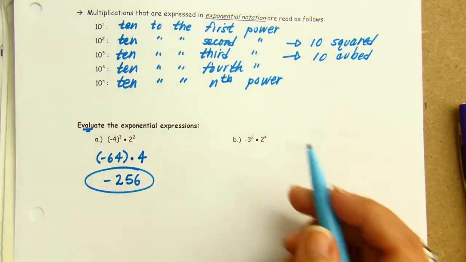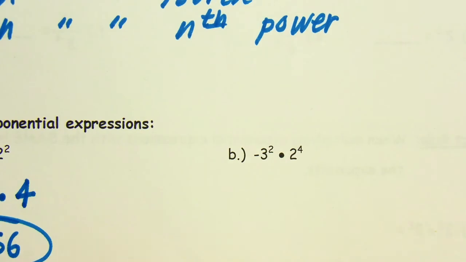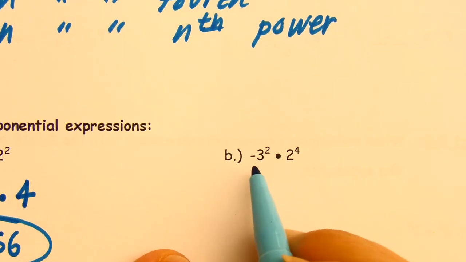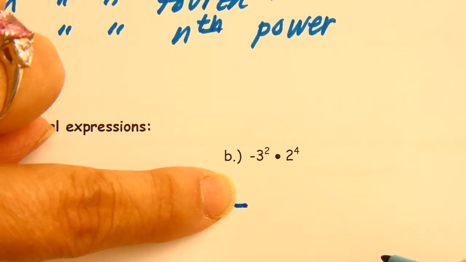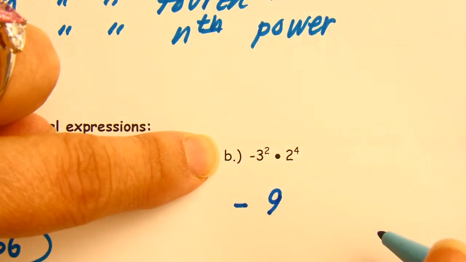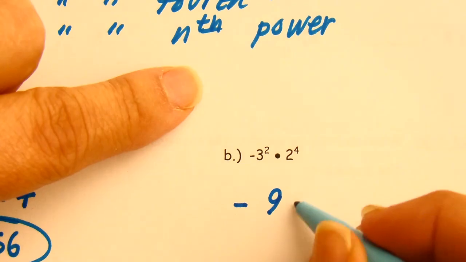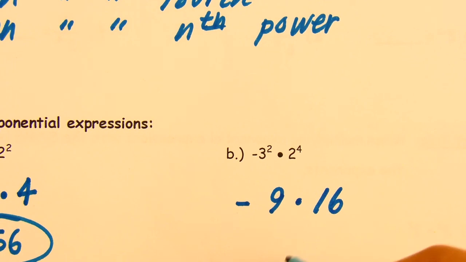This example here, and let me try to zoom in a little bit closer. I've got a negative and then a 3 squared. Now, if this was in parentheses, this would be positive 9, but it's not in parentheses. The negative has to stay on the outside. The negative is not being raised to the second power. 3 squared, of course, is 9. And then 2 to the power of 4, 2 cubed is 8 times 2 is 16. This is 9 times 16. And 9 times 16 is 144. Negative times a positive is a negative. So my value of this expression is negative 144.